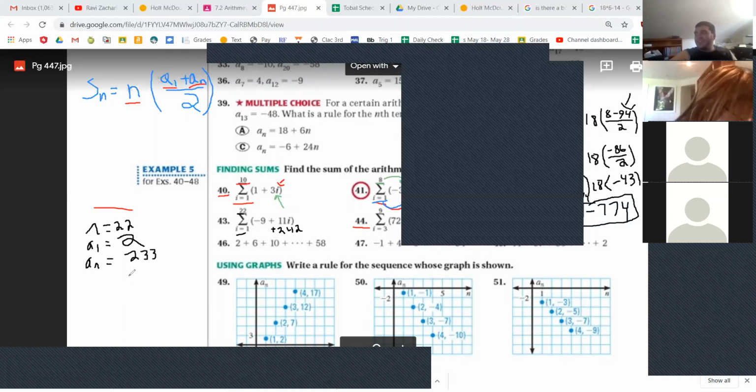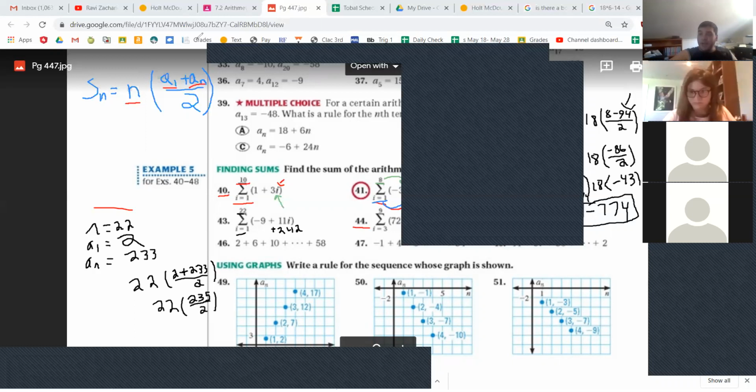Okay, now so wait, you would do 22, and then in parentheses, you would do 2 minus 233 over 2? No. Plus, because it's a positive 233. Oh, my bad. Last one we minus because it was negative. Over 2. So that's 22 in parentheses, 2 plus 233, over 2. Definitely need a calculator. I'm going to use a calculator.